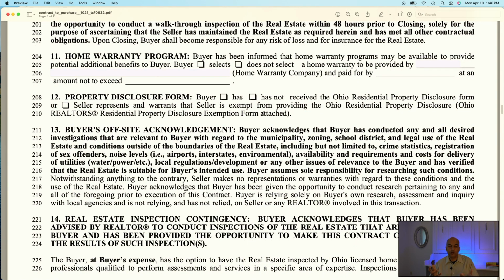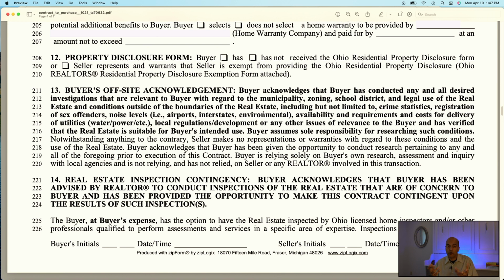Number 11, home warranty program. Basically, are you wanting to purchase a home warranty? Does the buyer want one? Who's going to pay for it? Is the seller going to pay for it? Which home warranty company? And if you want the seller to pay for it, you need to write in there that the seller will pay for it, in an amount not to exceed XYZ dollars, however many dollars that warranty costs, so that the seller won't have to pay more than that.